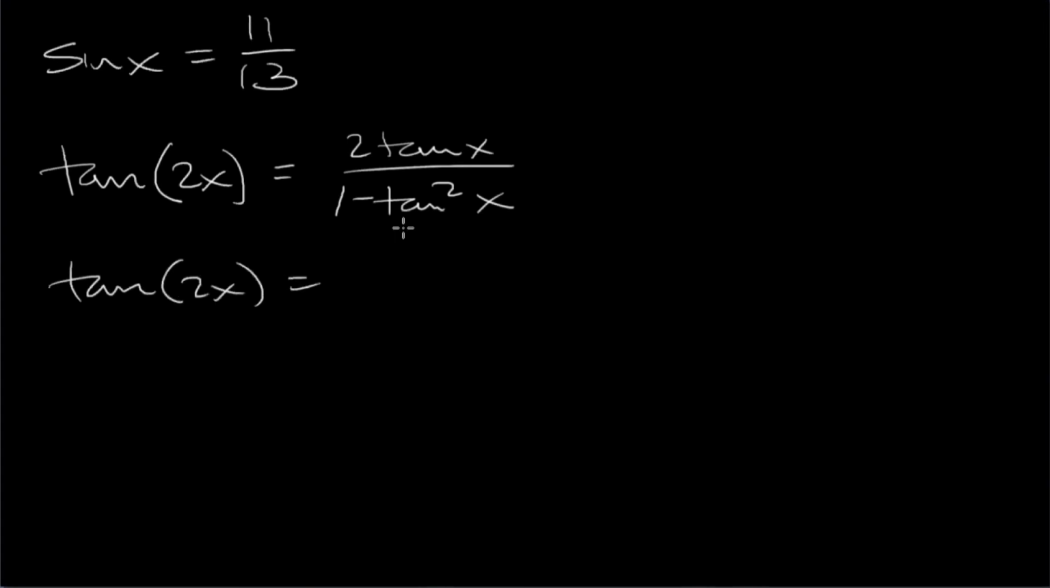I could also do sine of 2x over cosine of 2x, which I already have cosine of 2x. But I don't think there's an advantage either way, because in this one, you're going to have to find both sine and cosine. In this one, you're going to have to find tangent. So either way, you're going to have to find something. So let's go ahead and find tangent.